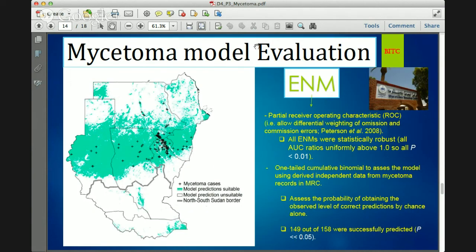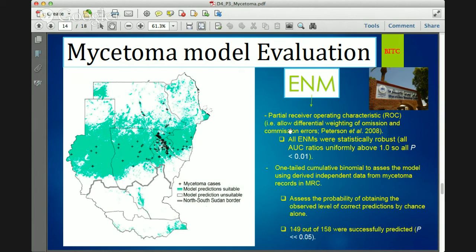Later on, it's a very good idea to evaluate how our model performs, whether our prediction is good or not. And we used two methods to assess the performance of our models. The first is partial receiver operating characteristics, and I'm not going to cover this part in much detail because it was covered in many of the previous talks. But partial ROC allows differential weighting of omission and commission error, based on Peterson et al.